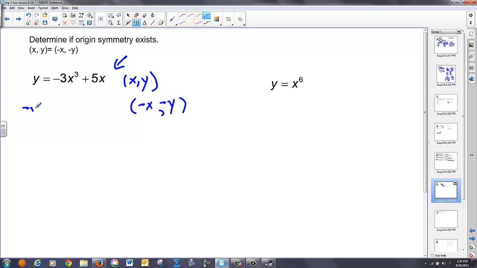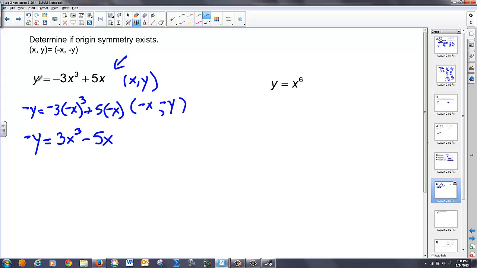So I have negative y equals negative 3 times, instead of x, I have negative x to the third plus 5 times negative x. And I want to yield the same equation that I started with in order to determine if they're origin symmetric. So negative y is equal to negative x cubed is negative x times negative 3 is positive 3x cubed. 5 times negative x is negative 5x.